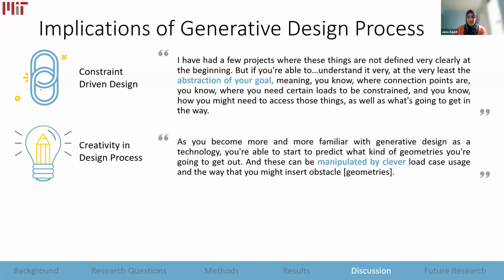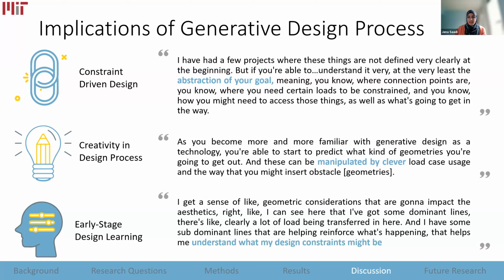This constraint-driven process can also bring about a different type of creativity. Designers have to be more creative in how they use the parameters and constraints as inputs to the tool to really try to influence the shape of the product that gets created. This is especially true for features that cannot be controlled directly by the tool, and in many cases, aesthetics. As one interviewee said, you can start predicting the types of geometries that you're going to get out of the tool. And so you'll start using clever load cases and the way you might insert obstacle geometries to be able to manipulate the actual shape of the outputs from the generative design tool.